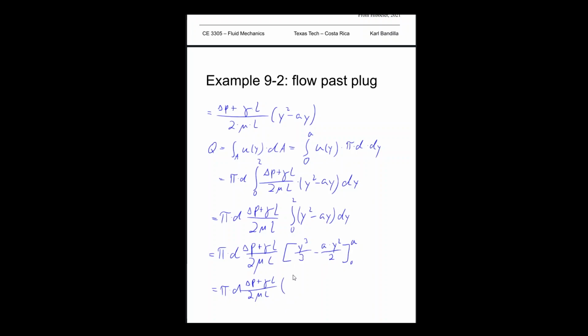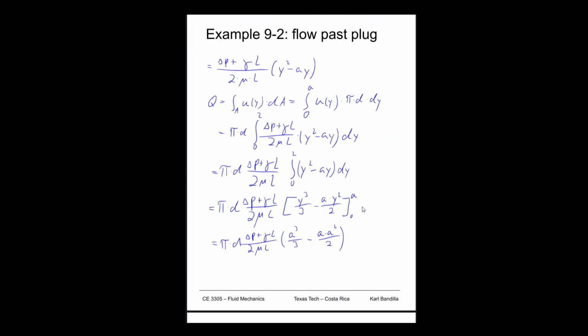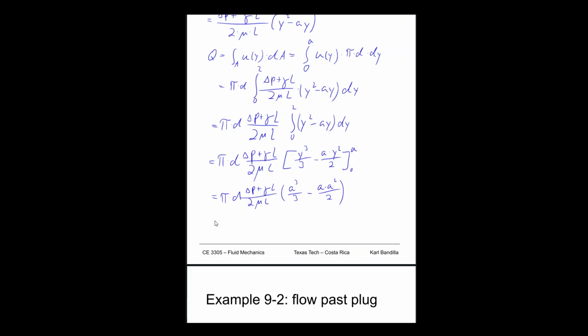The zeros are 0, so we'd have a to the third divided by 3 minus a times a squared over 2, which of course we can simplify to minus 1/6. So we'd have pi times d times delta p plus gamma L divided by 2 mu L times minus a to the third divided by 6. All right, so that's our Q.